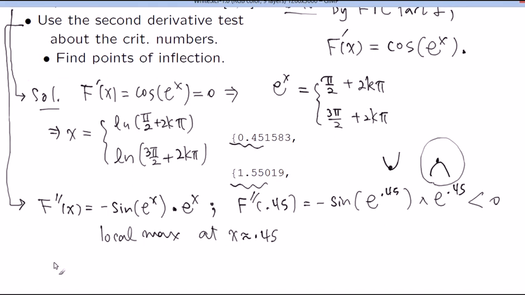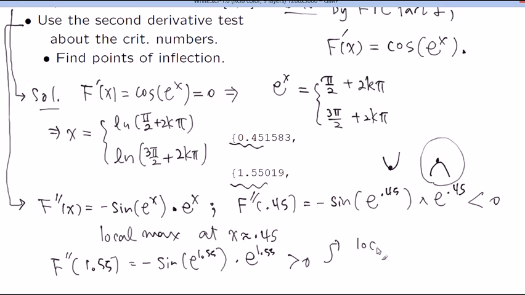How about the second one? F double prime of 1.55. Then it's a negative sine of e to the 1.55 multiplied by e to the 1.55. This is always positive. Doesn't affect the sign of this value. Turns out it's positive. This went over the limit, so negative becomes positive. So we have local minimum at where? X equals 1.55. Right? So that's this part. Use the second derivative test to determine whether this is local maximum, local minimum at those two critical points in between 0 and 2. Right? Okay, that answers part 2.